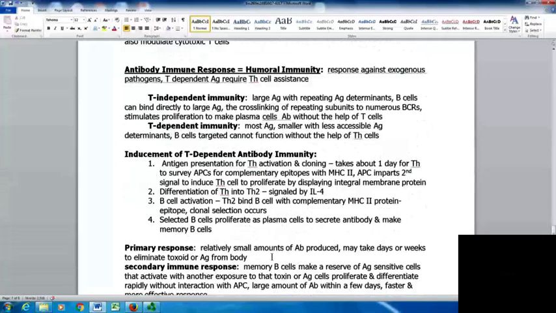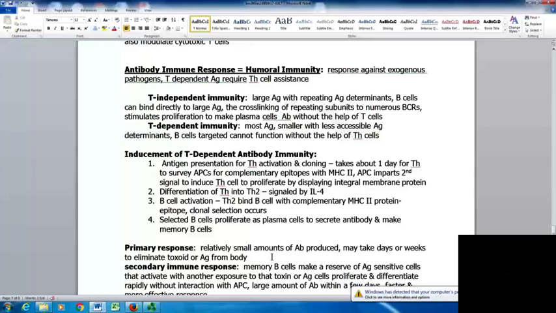So in your antibody immune response or your humoral immunity, this is going to be the response against exogenous pathogens. So your T-dependent antigen is going to require a T helper cell for assistance. So a T-independent immunity is going to involve a large antigen with repeating antigenic determinants. B cells can bind directly to the large antigen, and the cross-linking of the repeating subunits to numerous BCR stimulates the proliferation to make the plasma cells and the antibody without the help of T cells.